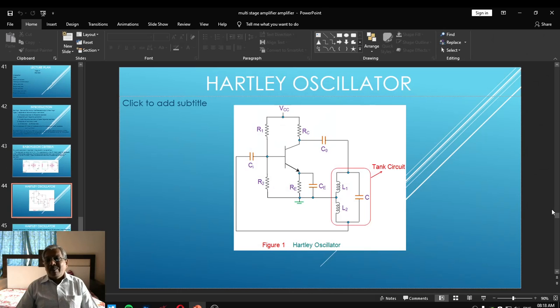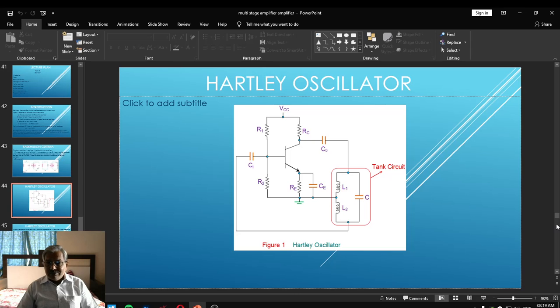Once again we are continuing with topic number 5, namely oscillators. In the last period, we studied how oscillations are set up in a tank circuit and also the meaning of tank circuit.